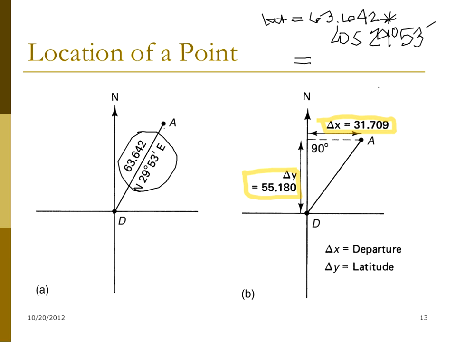If you punch that in your calculator correctly, let's multiply this out. Check it out on your own calculators. Make sure that it works so you can prove to yourself that it does. So it gives us 55.180. And as I said, that's our latitude. And there it is right here.